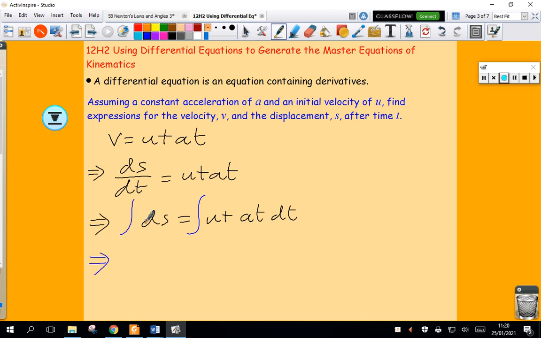On the left hand side, the antiderivative of 1 with respect to s is s. Over here, the antiderivative of u. Remember, u is a constant. That's important to remember. So the antiderivative of u with respect to t will be that constant u times t. Plus, I'm going to factor out the a and take the antiderivative of t, which will be t squared over 2. And then plus the constant of integration.